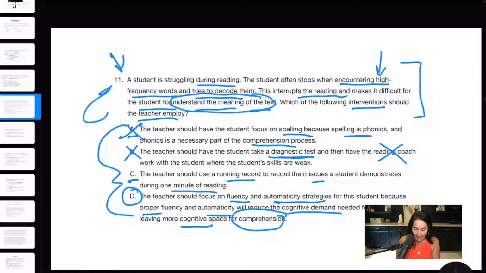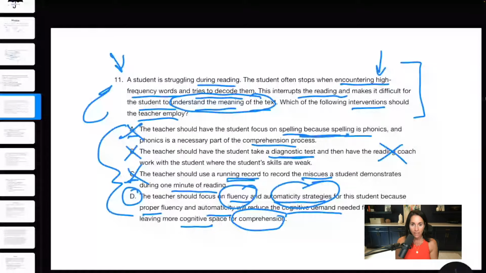I'm going to cross off A because the spelling of high frequency words is not going to be the best thing here, all right? C, the teacher should use a running record to record the miscues. That could help, but not as much as automaticity and fluency skills. We need this kid to be moving through the text more quickly. We need the student to memorize the high frequency words, use repeated reading automaticity strategies so that the student can free up the cognitive demand and focus on comprehension rather than trying to decode every single word. And that's why D is the best answer here.